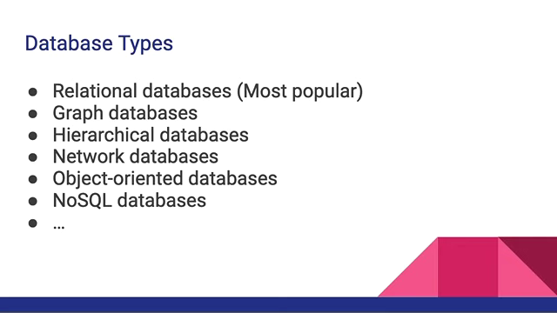Database types. The relational database is one of the most popular databases. All of these database types, graph databases, hierarchical databases, network, object-oriented, NoSQL databases, and others, have a specific purpose and may be used for their specific problem set, or how you would think about your world.